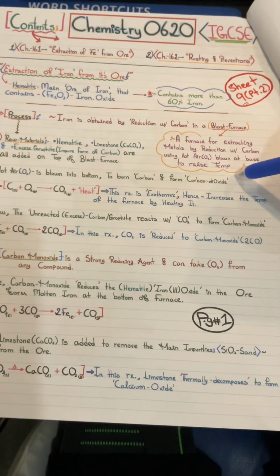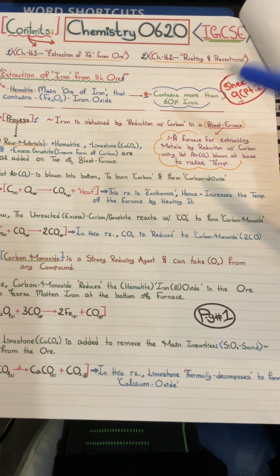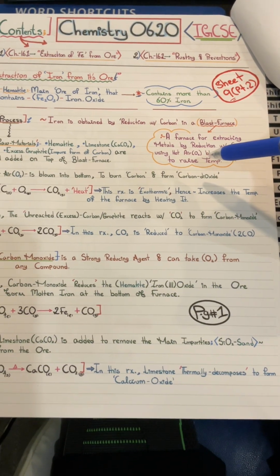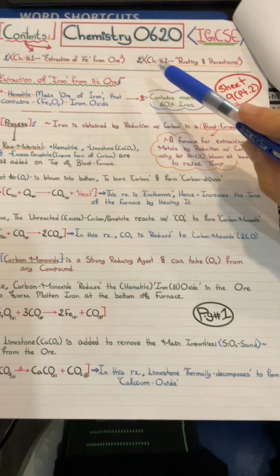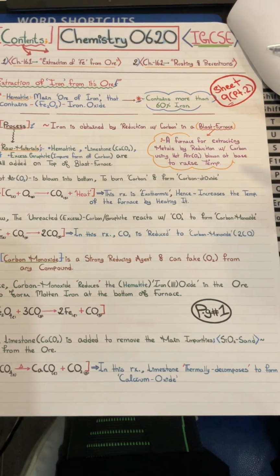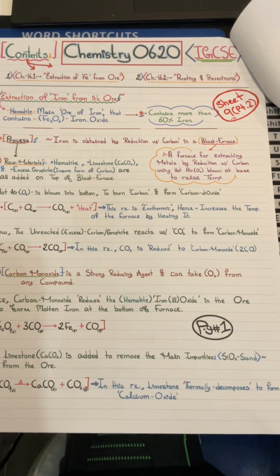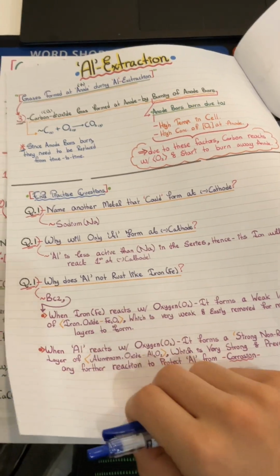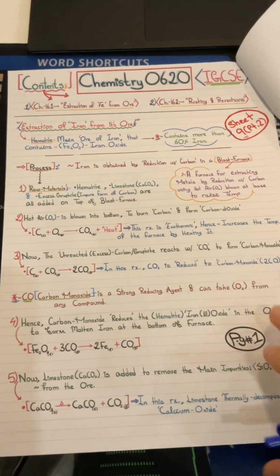Okay, so in this video, I will be finalizing the last part of topic 4 in electrochemistry for chemistry 0620 Cambridge IGCSE. This is part 2, completing from the extraction of aluminum. Okay, so let's begin. Extraction of iron from its ore.